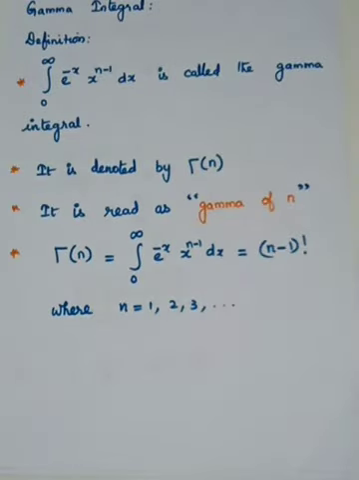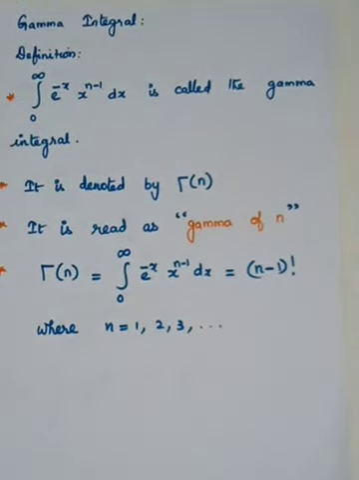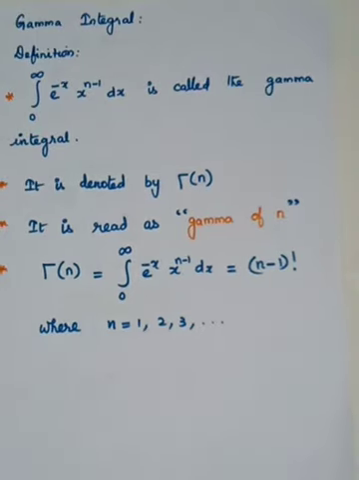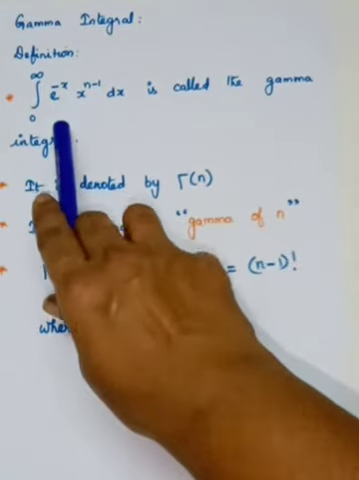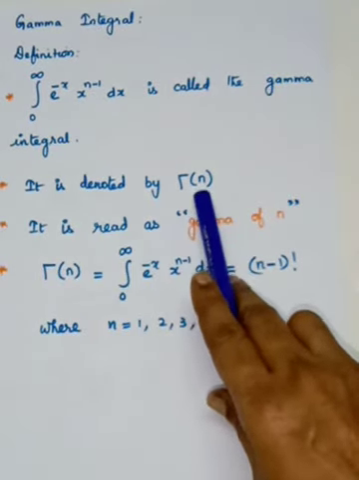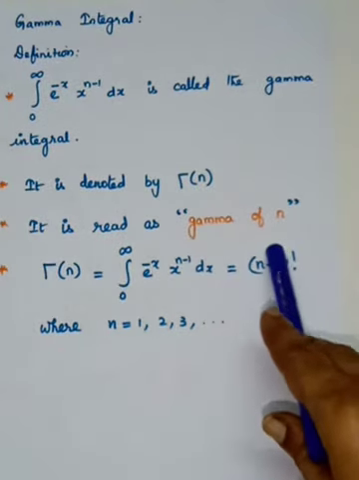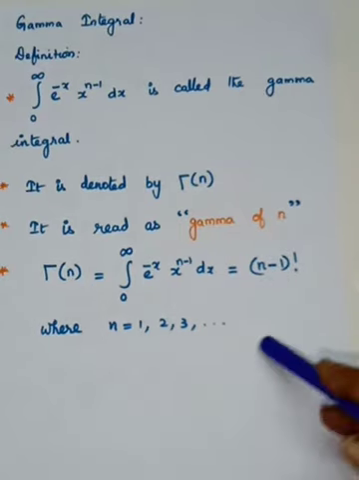Okay, next we are moving to the gamma integral. You see that it is an improper integral. We'll have the value for the integral 0 to infinity e power minus x into x power n minus 1 into dx, exponential function and algebraic function. So this is called the gamma integral. It is denoted by this symbol. Okay, it is read as gamma of n. The answer for this is n minus 1 factorial, where n varies from 1 to 3 etc.